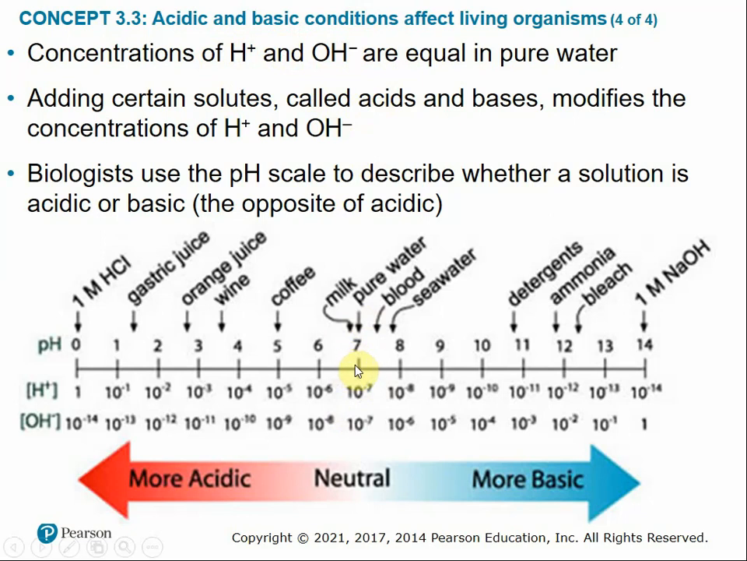So as we begin to add different solutes or acids and bases, now we're shifting these concentrations of the hydrogen or the hydroxyls, the OH. So we can use the pH scale to describe if a solution is acidic or basic, right? So if it's acidic, it's on the lower end of the spectrum, right? It has more hydrogen. If it's basic, it's on the farther end of the spectrum and has less hydrogen.